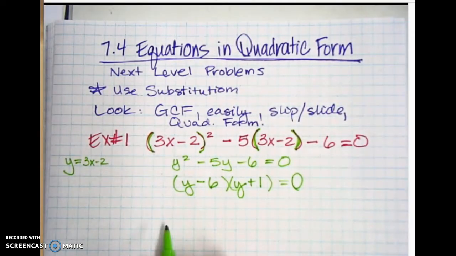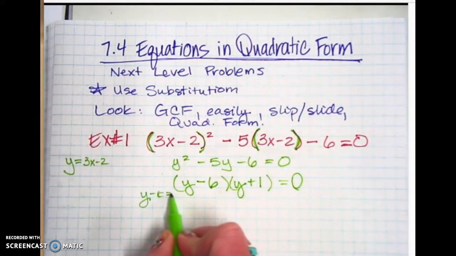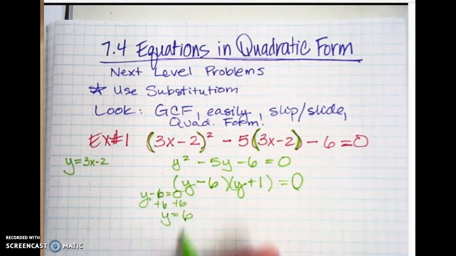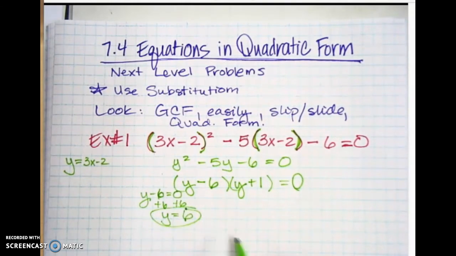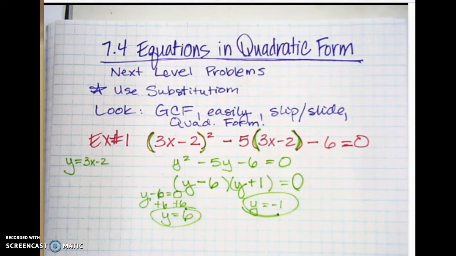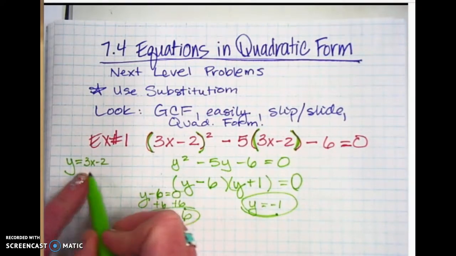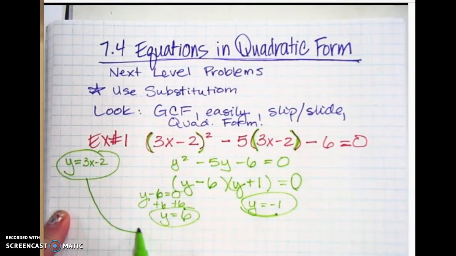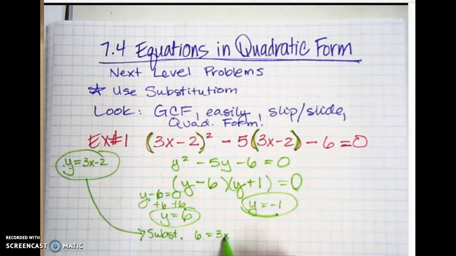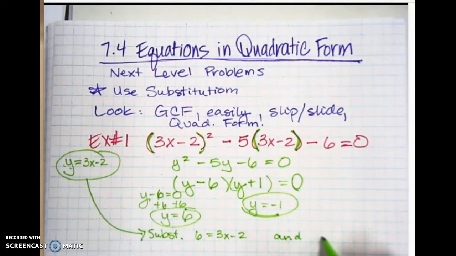Then we just need to solve them. If you need to do the step where you say y minus 6 equals 0, add 6 to both sides, go for it, but most of you can just recognize this one's y equals 6, and this one's y equals negative 1. Since we substituted up here, we need to substitute back in. If y equals 6, I plug 6 in right here, I'm going to have 6 equals 3x minus 2. And I'm going to have negative 1 equals 3x minus 2.